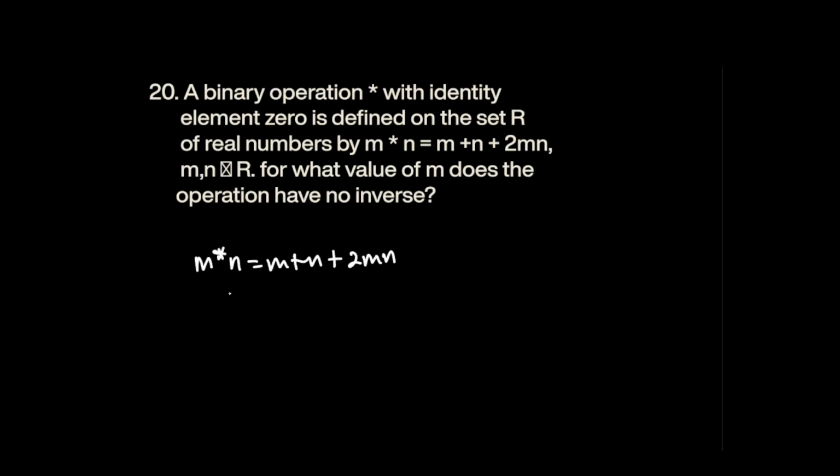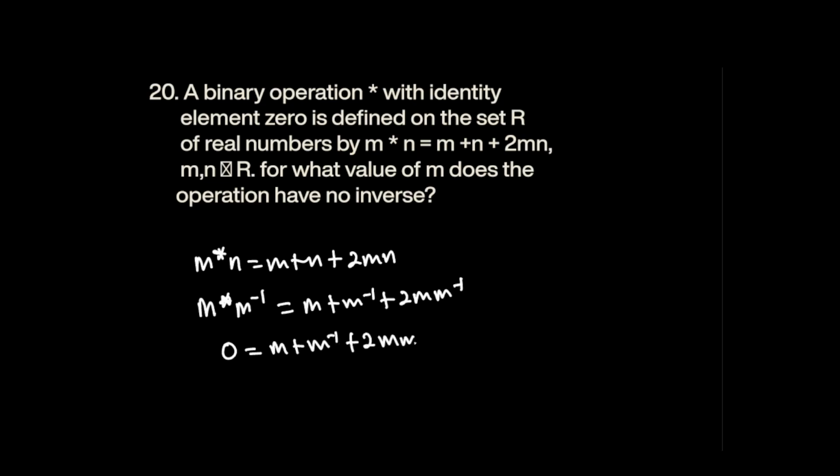Okay, so how do we go about that? Since we are told that we should look for the inverse, that will be m operation m to the power minus 1, and that will equal m plus m to the power minus 1 plus 2m m to the power minus 1. If that should be the case, this is going to give us what? The identity, and we are told that that is 0. So we have 0 equals m plus m inverse plus 2m m inverse.